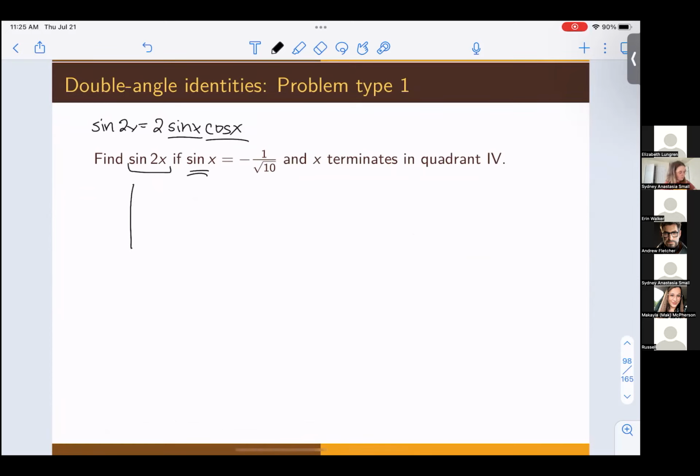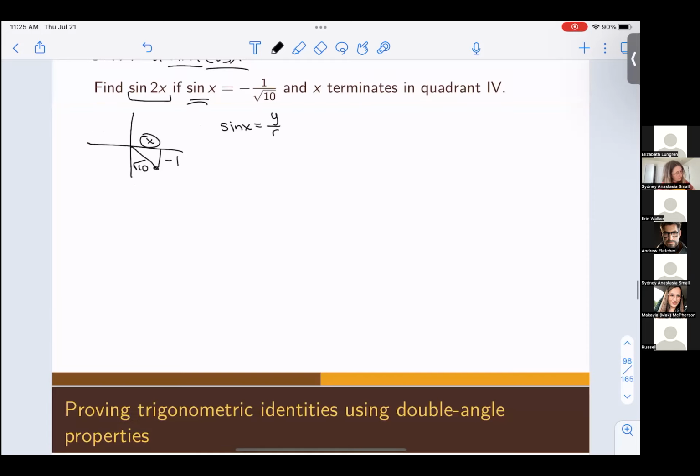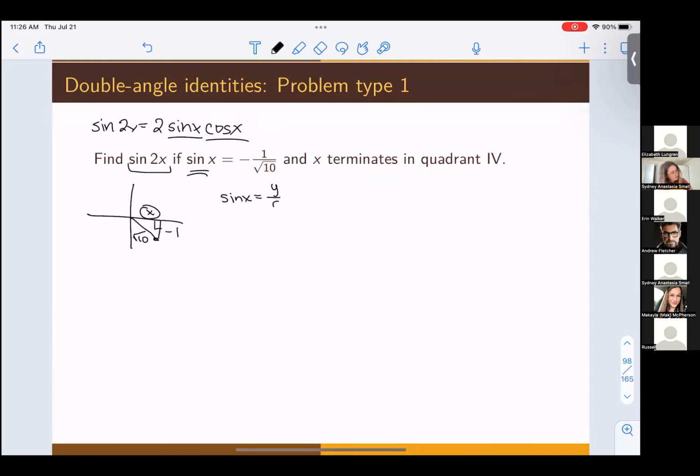Let's draw a picture. I know it terminates in quadrant 4. And I know that sine is y over r. So I know that my r here is square root of 10 and that my y value here is -1. So I need to solve for this side here. I need to solve for x. To do that, I can use the Pythagorean theorem because I'm working with a right triangle. x squared plus -1 squared is equal to the square root of 10 squared. x squared plus 1 is equal to 10. x squared equals 9. Therefore, x equals plus or minus 3.